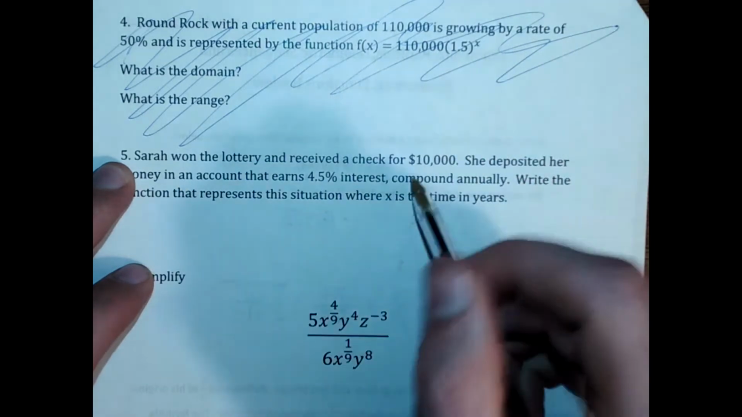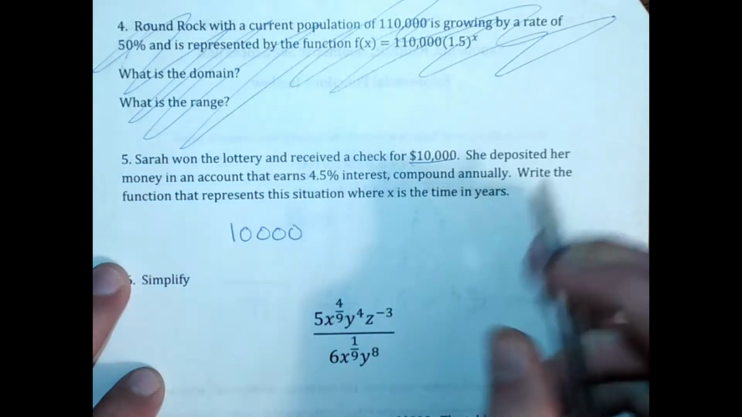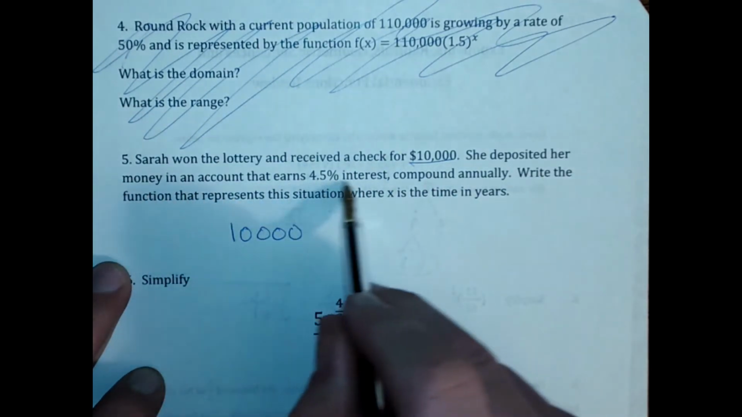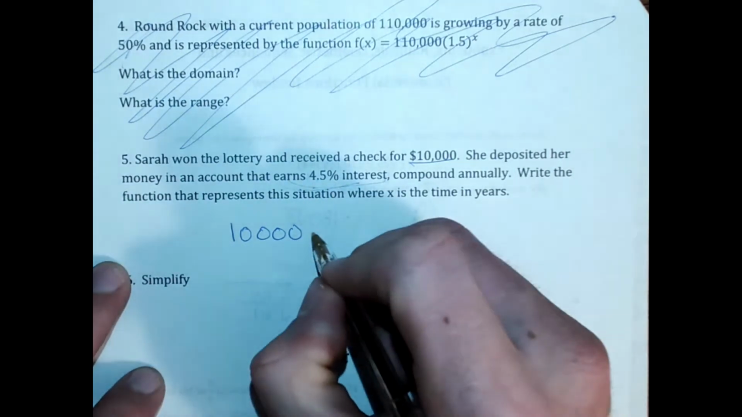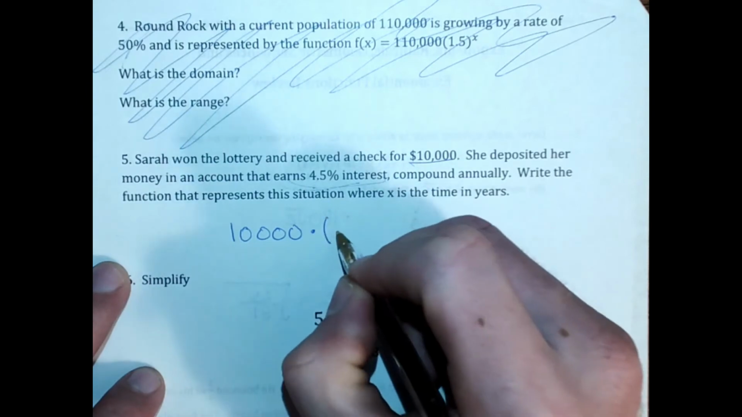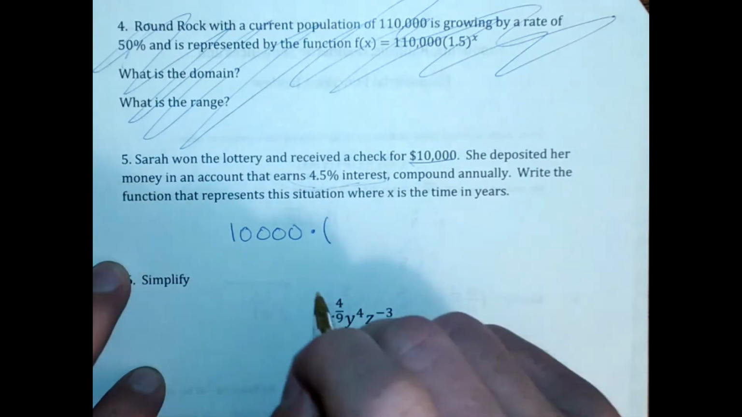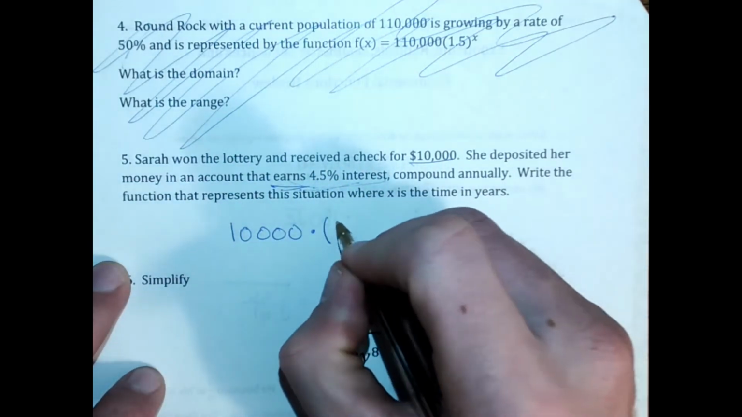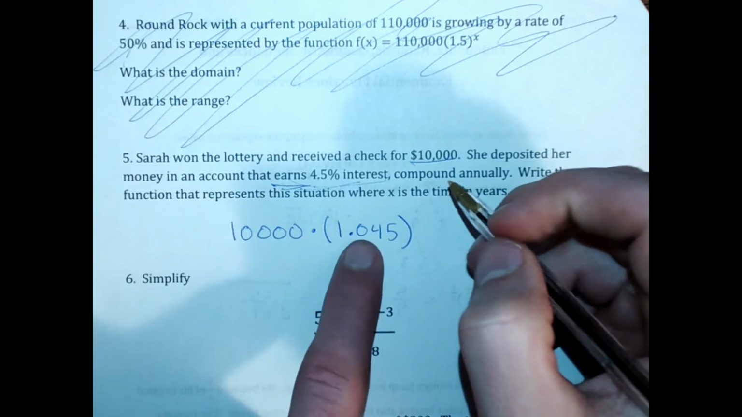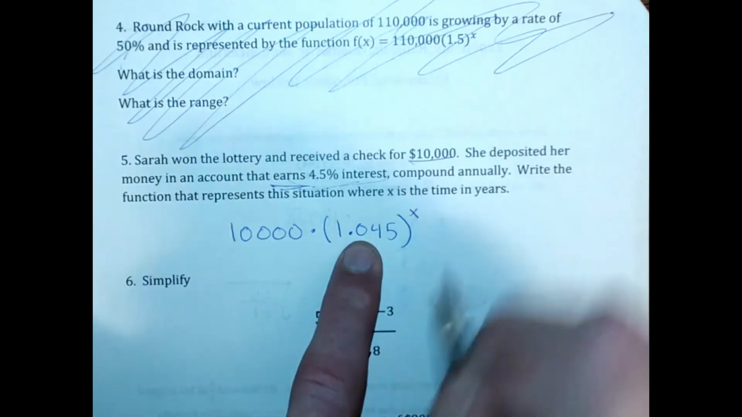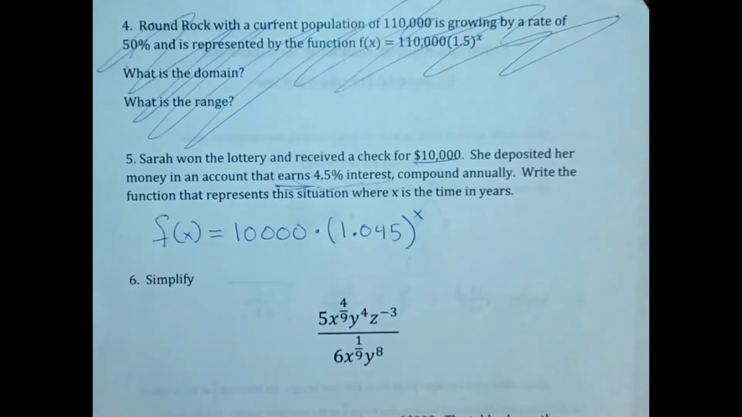Sarah won the lottery, and she received a check for 10 grand, so that's our initial value. And then she deposited the money in her account that earns 4.5%. So that's going to be times 1 plus 0.045. So it's 4.5% greater than 1 because we're earning and we're growing our money. So it should be 1.045 for the value of b, or the growth rate, raised to the x power, and that's all they want is the function. They don't need a value.